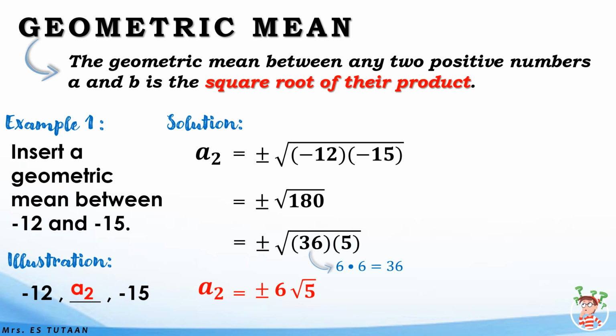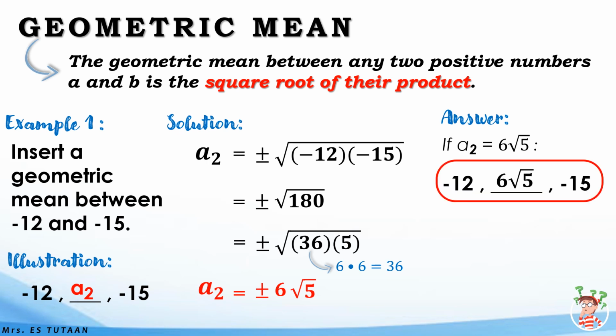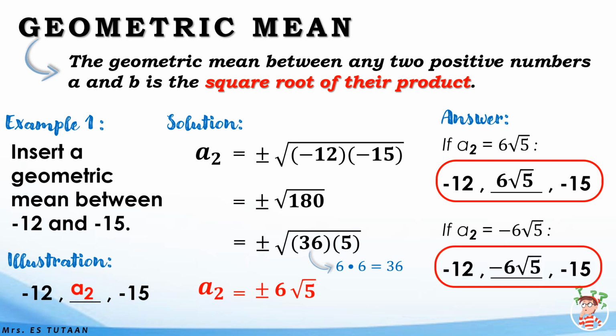So, pag nakuha natin yung ating a sub 2, remember, positive negative yan. So, there will be two possible answers for the geometric mean or the a sub 2. So, kung ang ating a sub 2 ay positive 6 square root of 5, ang ating sequence ay negative 12, positive 6 square root of 5, and negative 15. Kung ang ating a sub 2 naman ay negative 6 square root of 5, ang ating sequence ay negative 12, negative 6 square root of 5, and negative 15.